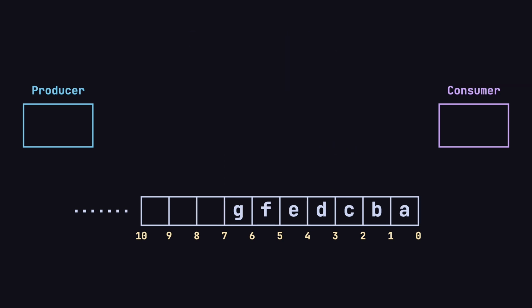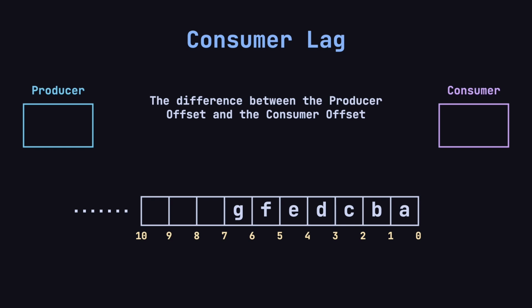Now that we understand offsets, let's introduce the concept of consumer lag. This refers to the difference between the producer offset and the consumer offset. For example, if the producer offset is 7 and the consumer offset is 3, the consumer lag is 7 minus 3, which equals 4.